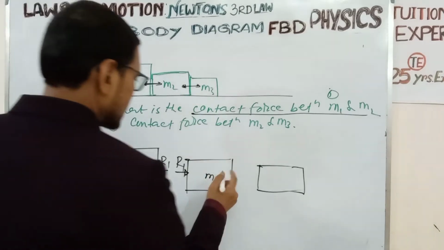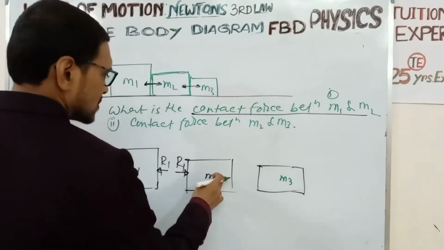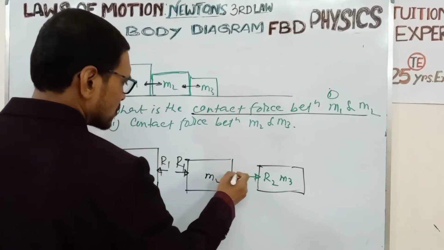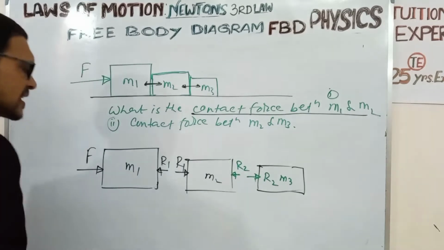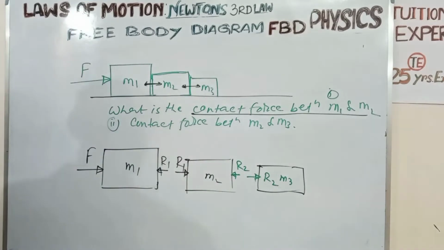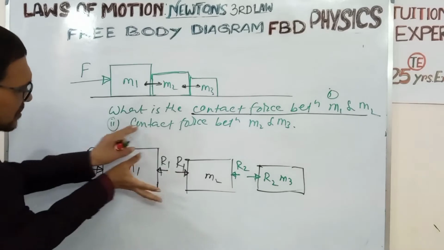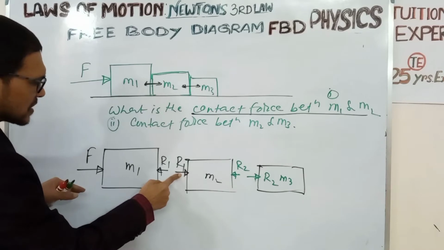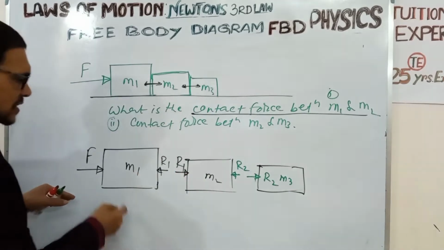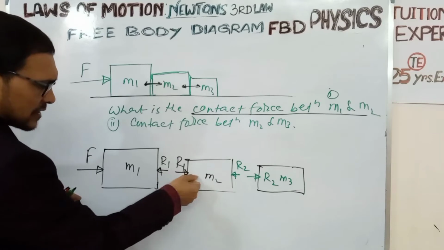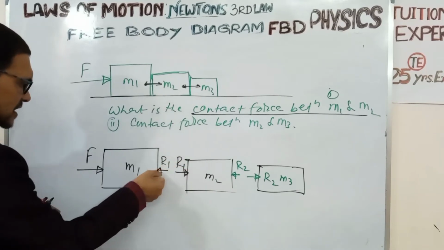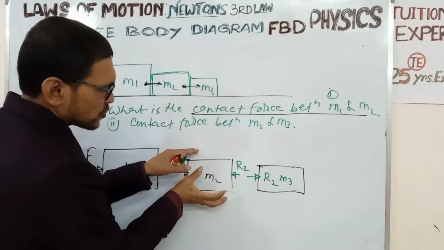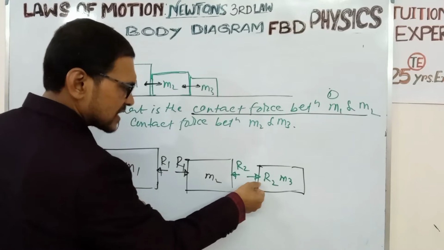Now m2 pushes m3 by the force r2. So this is action, so this is reaction. So action and reaction always act in opposite directions. So first, suppose the force acts here. So m1 pushes m2 in this way. So r1 is the force exerted on m2 by m1. So first write r1, then r1 is the action, then the reaction comes in the opposite direction. So this is r1, and suppose m2 also pushes m3 by force r2. So this is action and this is reaction.